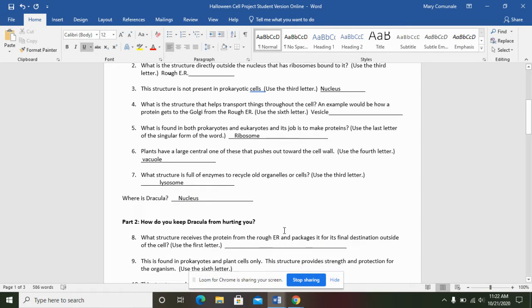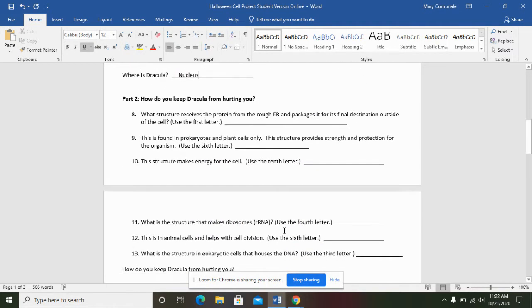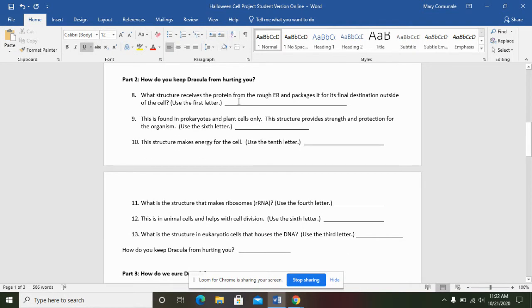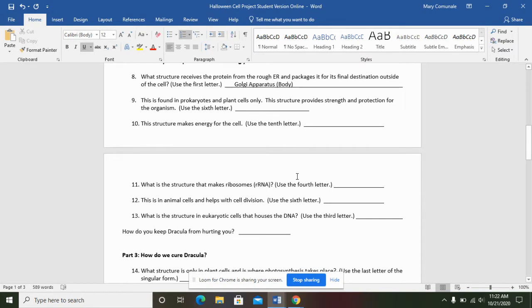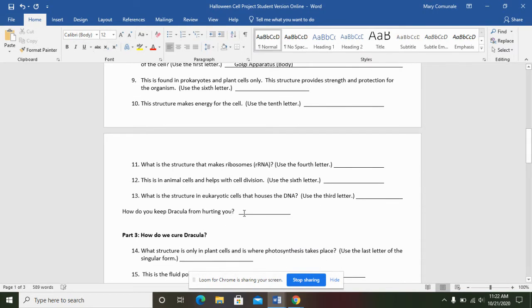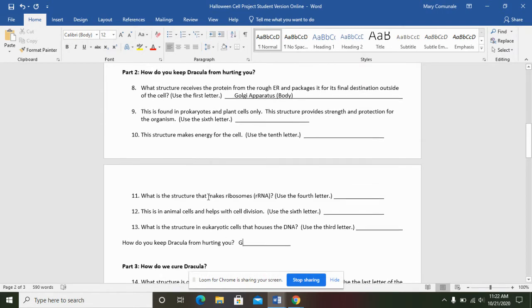All right, so Dracula is in the nucleus. What structure receives the protein from the rough ER and packages it for its final destination outside of the cell? Use the first letter. You can call this the Golgi body or the Golgi apparatus. It's the same thing, but we're talking about the Golgi. So first letter is a G. We're trying to see how do you keep him from hurting you.